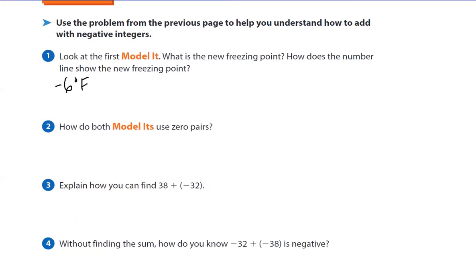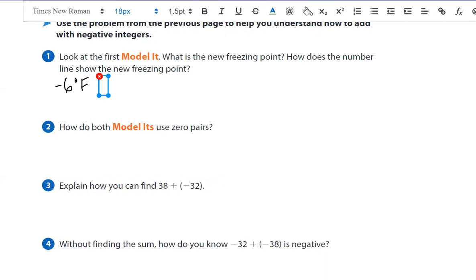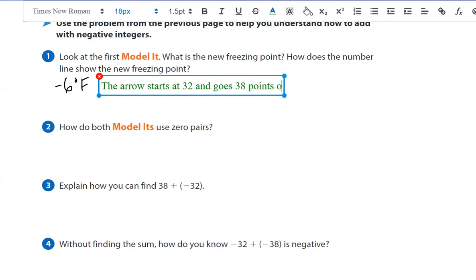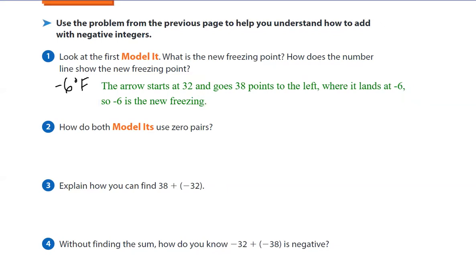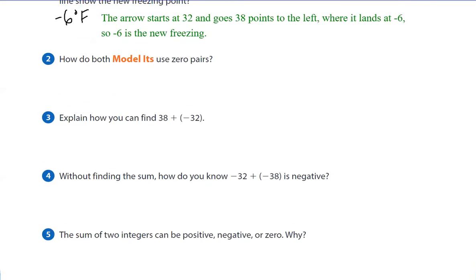Now how do we phrase this? Let's see. I'm going to put the arrow starts at 32 and goes 38 points to the left, because remember, going left is always getting smaller. At the left, where it lands at -6. So -6 is the new freezing point. And I'm not putting -6 degrees Fahrenheit because I don't know how to type the degrees symbol. So guess you're off the hook.